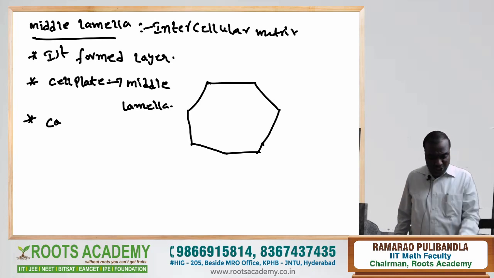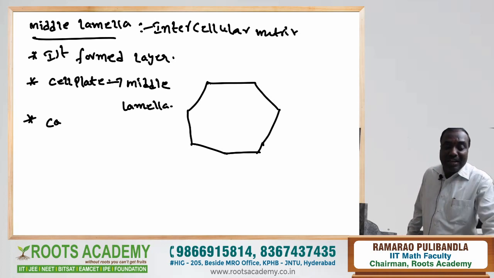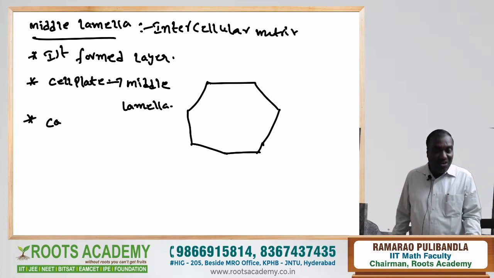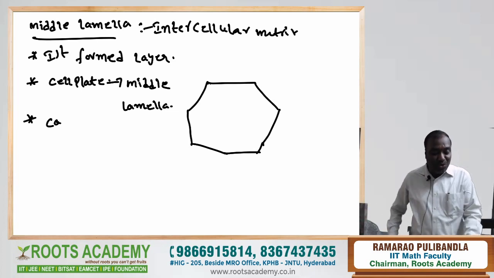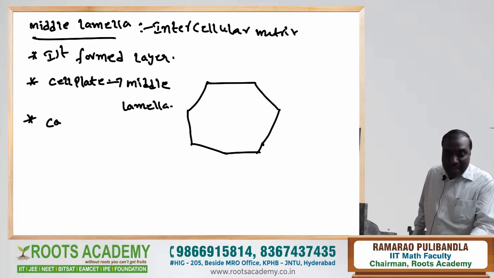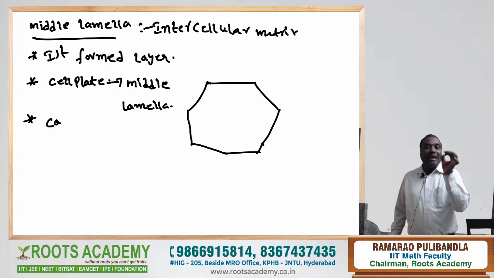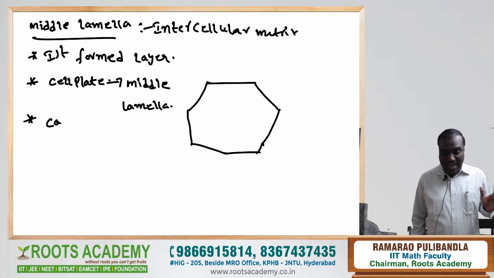The middle lamella gets dissolved during the ripening of fruit. Ripening of fruit is nothing but the maturation stage. The matured cells get separated from each other due to the dissolving of the middle lamella. So that's why I am saying the middle lamella gets dissolved during ripening of fruit. This is the middle lamella.